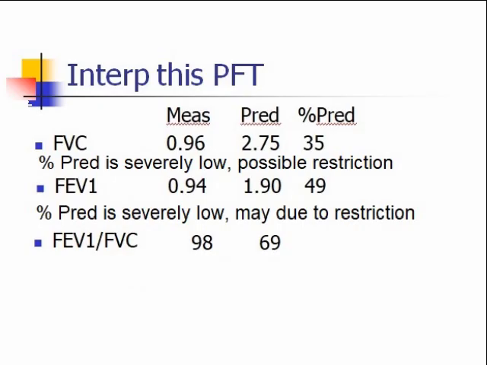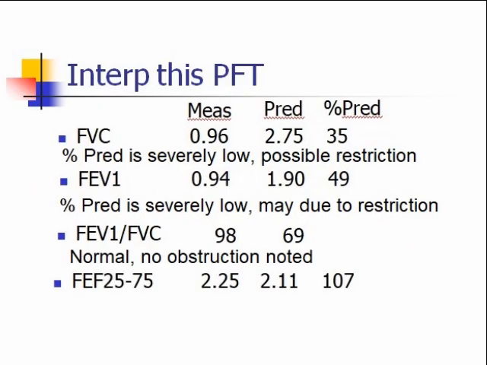Now take a look at the FEV1 to FVC ratio. Those measurements are already a percentage. So we don't look at the predicted other than just to know what it should be. And we don't look at the percent predicted. We simply look at the measured amount, which is 98%. So that is well within the normal range. Thus, it does not indicate any obstruction condition of the lungs.